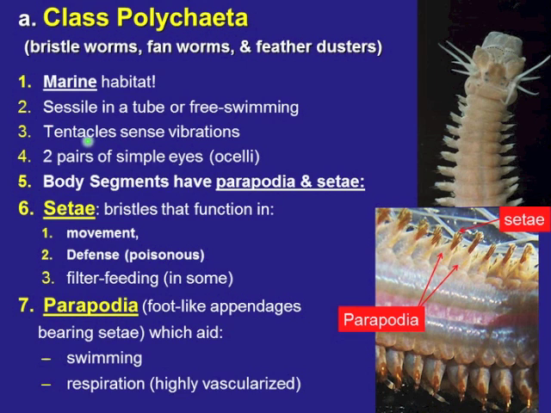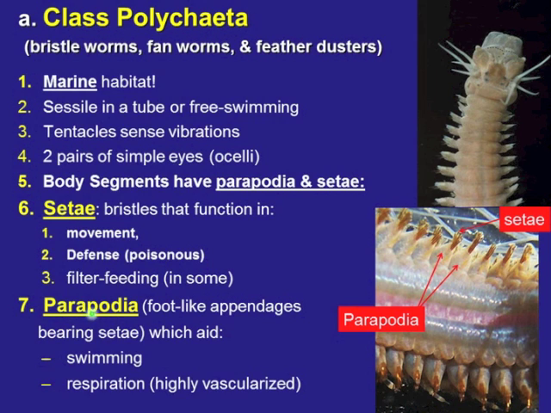They have tentacles that sense vibrations. They have two pairs of simple eyes. They have body segments that have parapodia and setae. Parapodia are muscle-like projections that control the setae's movement. And the setae, the bristles, function in one movement, helping them swim like paddles, defense, of course they can be poisonous, as we mentioned before, and filter feeding, such as the fanworms.